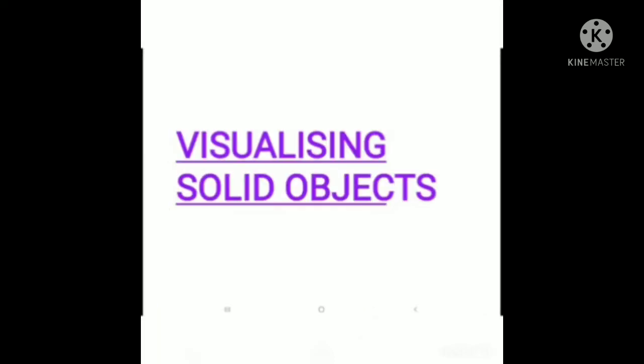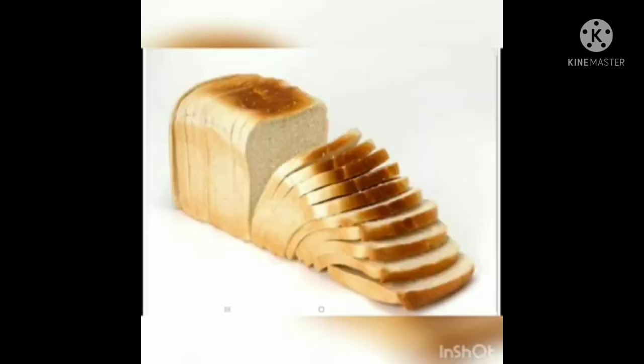Next, visualizing solid objects. That means how we are visualizing these solid objects. There are 3 methods for visualizing solid objects. First method, by cutting or slicing. That means the whole solid shape we are slicing or cutting and finding out in what way we can view it. For example, you have seen slices of bread, isn't it?